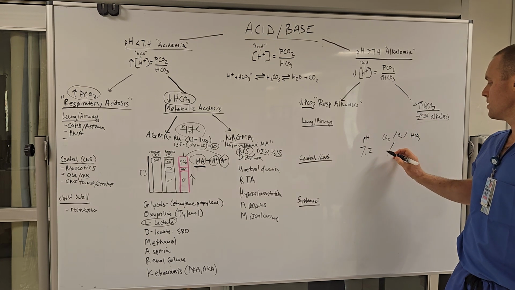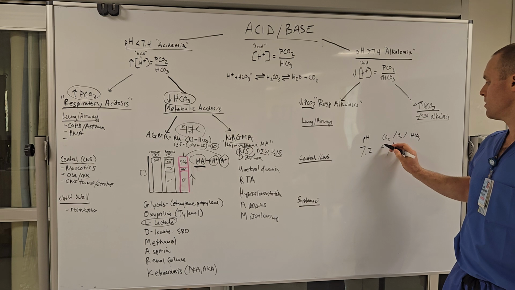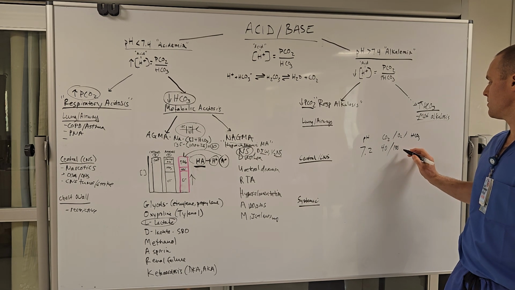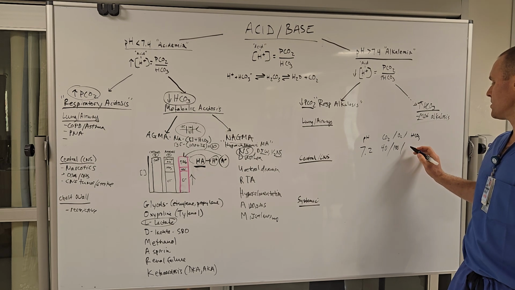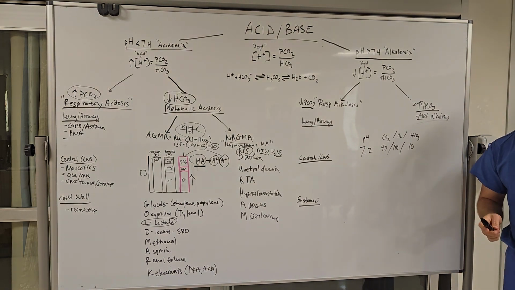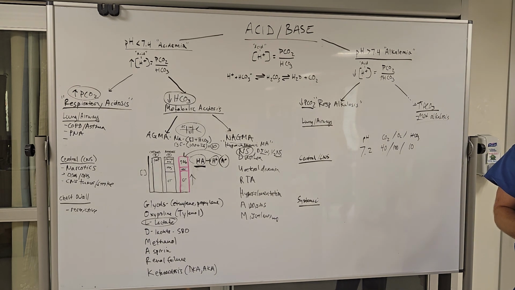So say the CO2 is 40, this is 100, you don't really need to worry about that as much, but then this is, we'll say 10, right? What's a normal CO2 in the blood? Yeah, it's like 40. What's a normal bicarbonate? 24. Yeah, like 20, 23, 24, somewhere around there.